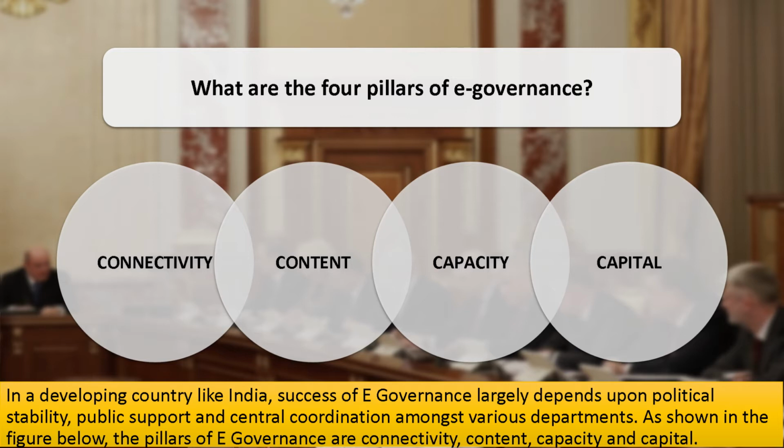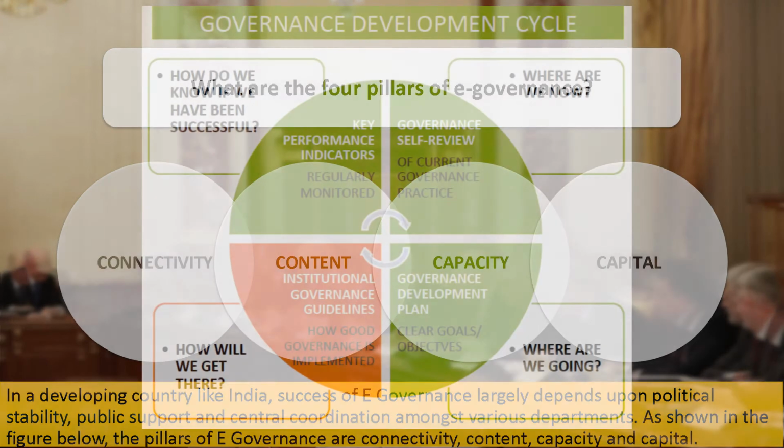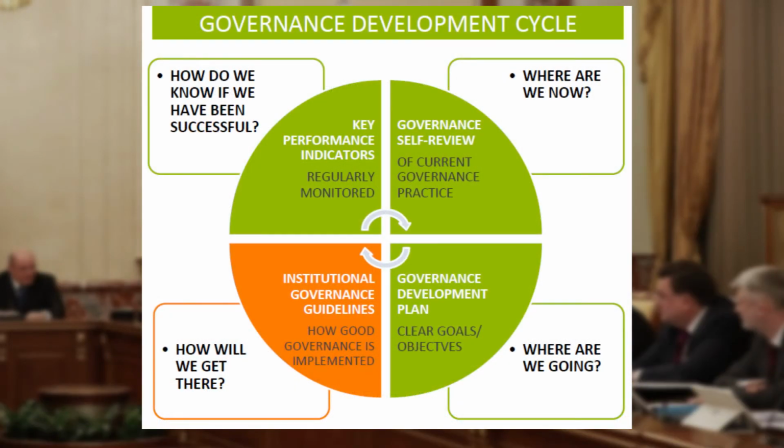So if you see this government development cycle, I think we have to see how do we know if we have been successful, and key performance indicators are regularly monitored. And when we talk about where are we now, government self-review of current governance practices. And when we talk about how will we get there, institutional governance guidelines, how good governance is implemented, and where are we going, that is the governance development plan, that is clear goals, objectives. So this is a governance development cycle, and there's a difference between governance and management.